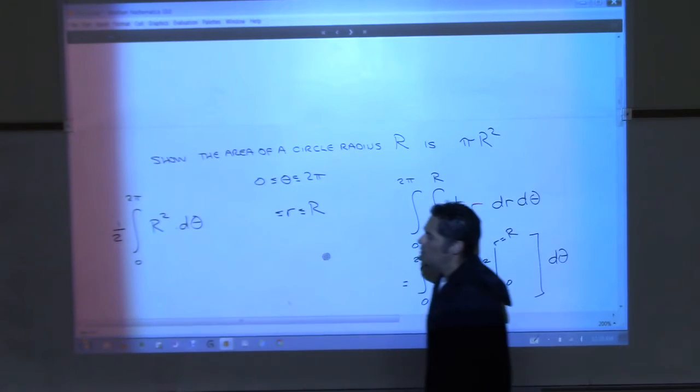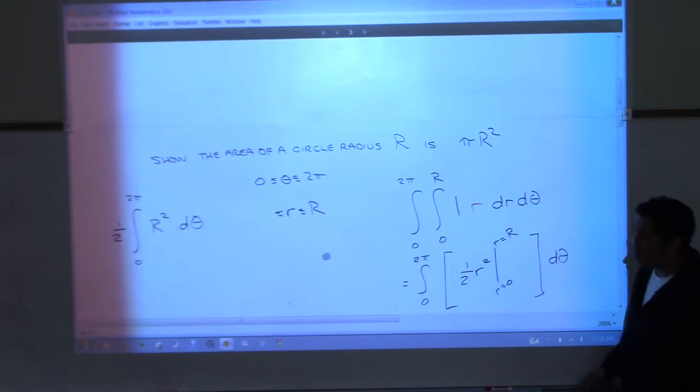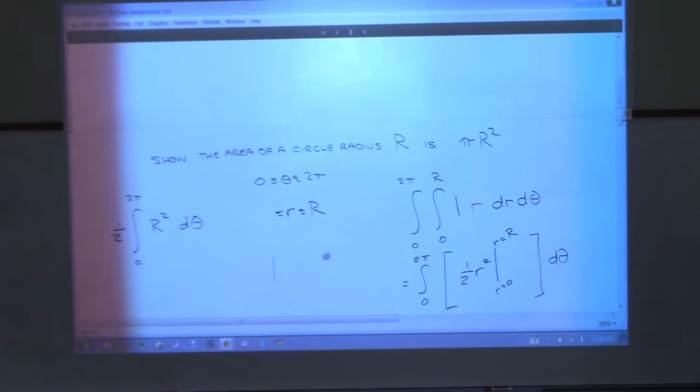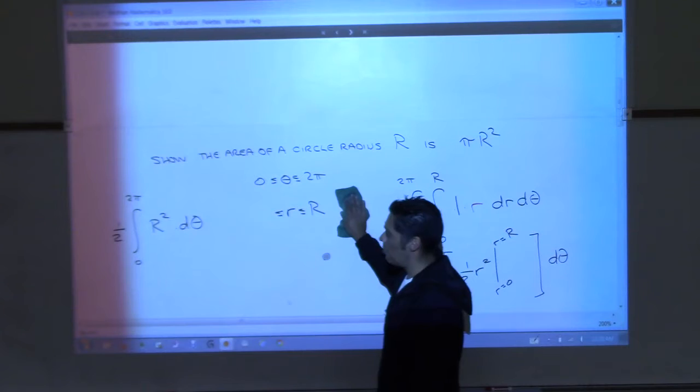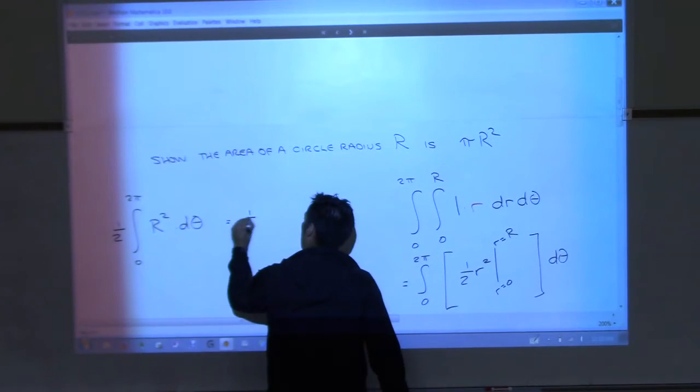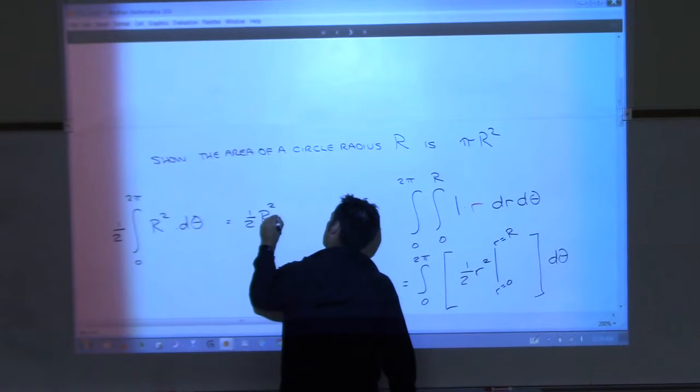All right? Well, capital R, I could have pulled that all the way out, couldn't I? That's a constant, capital R. Yes. But I'll leave it there. What's the antiderivative of capital R squared with respect to theta? Just capital R squared times theta. So this is just going to be 1/2 capital R squared times theta.